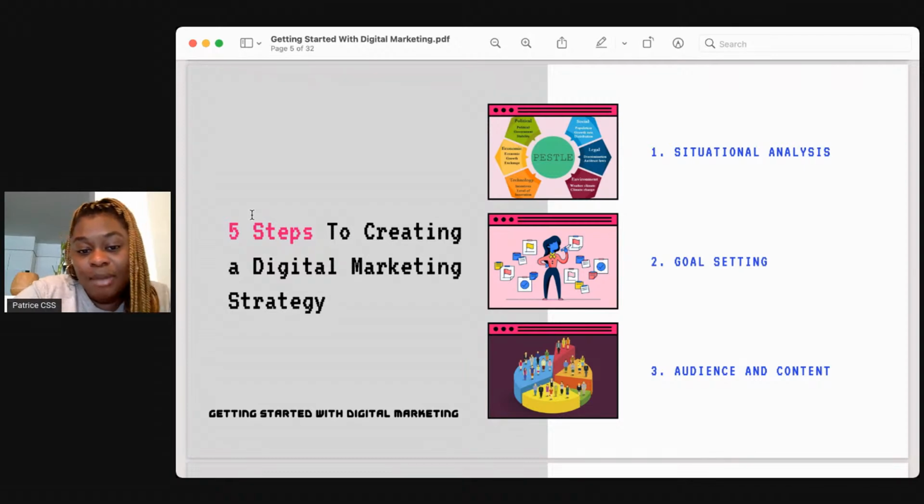Okay, first step. And I'm just going to breeze through them now, but then I'm going to go in detail on each one as the slides progress. First step, situational analysis. All right. Number 2, goal setting. Number 3, audience and content. Now, this can actually be spread out into like 4 steps, but we're going to cram it all into one step for the sake of time.